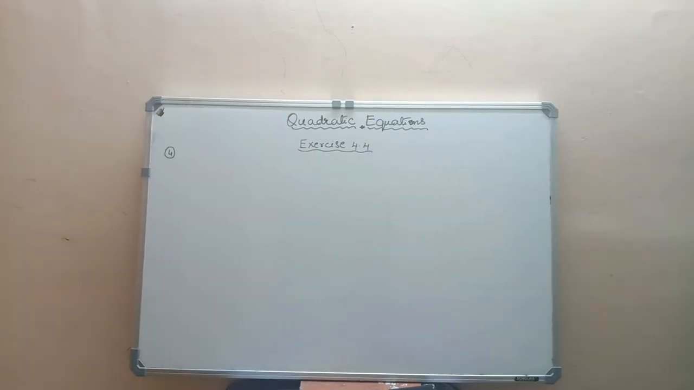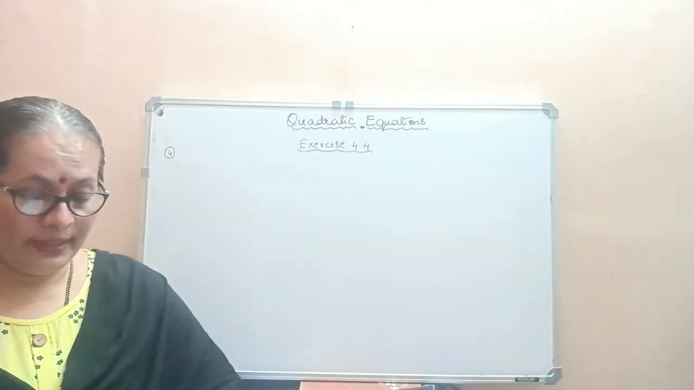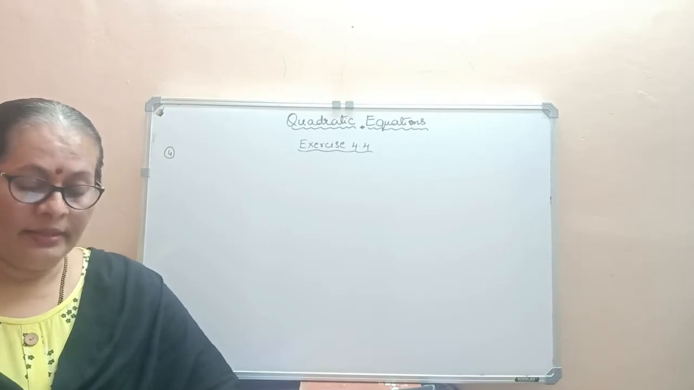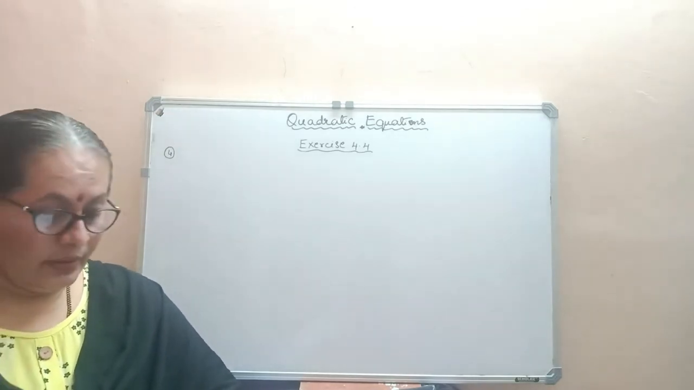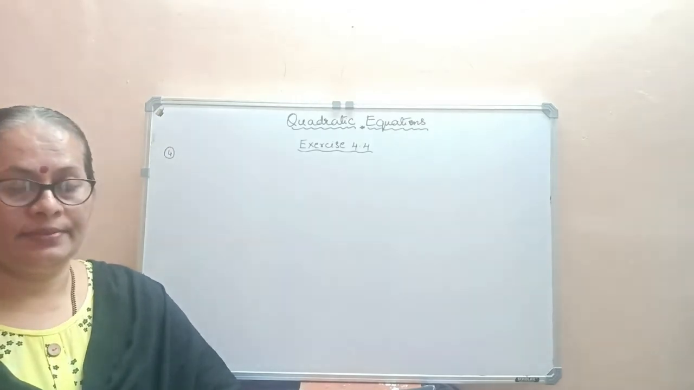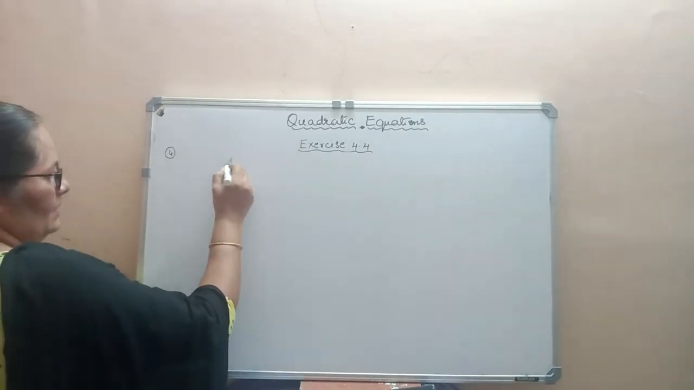Next sum is the fourth one. Is the following situation possible? If so, determine their present ages. The sum of the ages of two friends is 20. Two friends are there, so the sum of their ages.